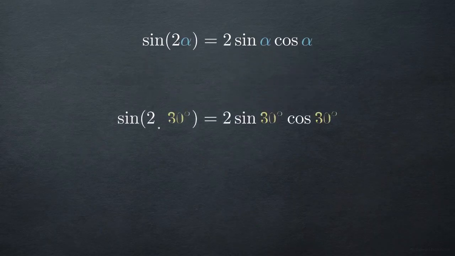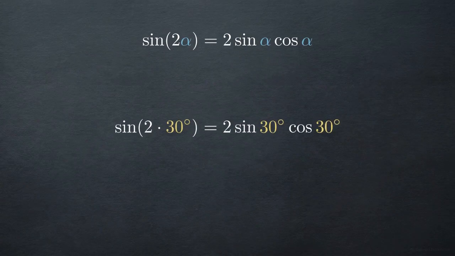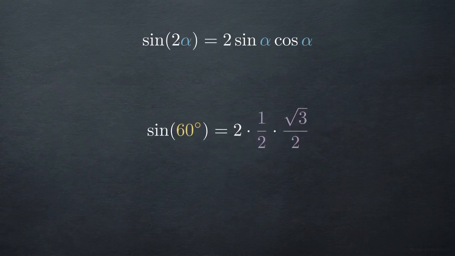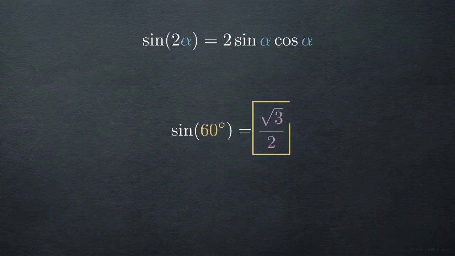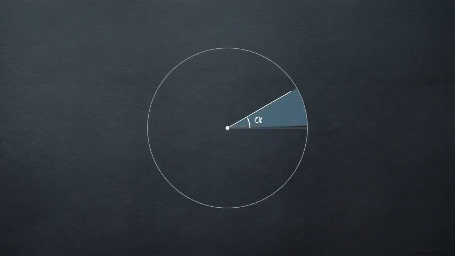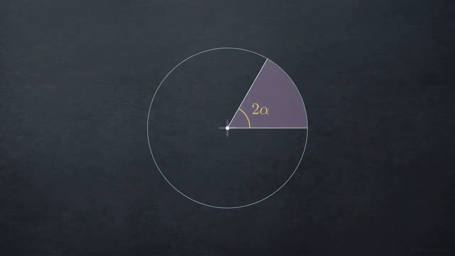If we plug in 30 degrees for alpha, the right side becomes 2 times 1/2 times the square root of 3 over 2. The math evaluates cleanly to the square root of 3 over 2, which is exactly the sine of 60 degrees. Setting the variables to be identical lets us scale angles upward instantly. We rely entirely on algebraic addition without introducing any new geometric definitions.